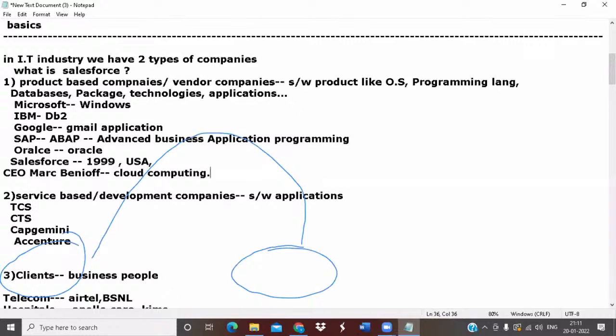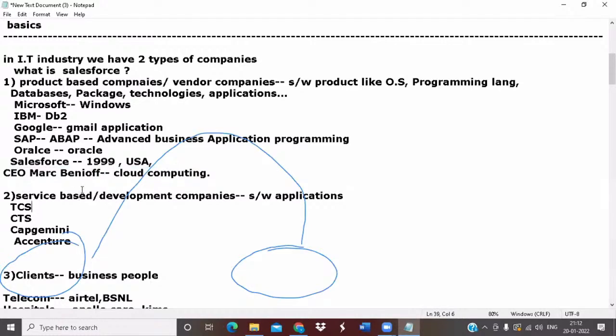This company runs on a concept called cloud computing. So if anybody asks what is Salesforce, what is the answer? Salesforce is a vendor company like Microsoft, IBM. This company started in 1999, San Francisco, California, USA. This company's CEO is Mark Benioff. This company runs on the concept called cloud computing. This is the background history of the Salesforce company.